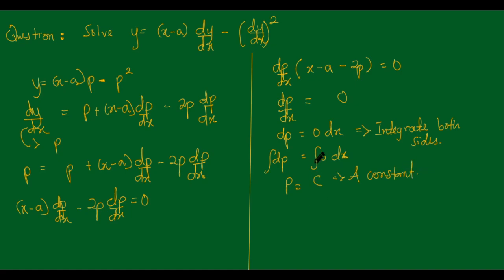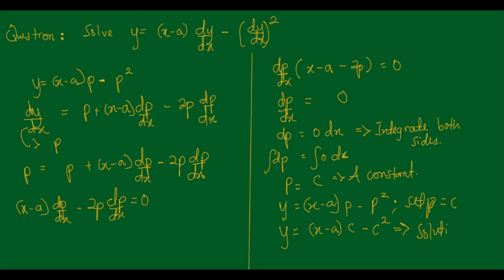You can then use this to eliminate p from the original differential equation, because we have y is equal to x minus a into bracket p minus p squared. So now we can set p to be equal to c, and we have that y is equal to x minus a into bracket c minus c squared. And this is going to give us the solution of the differential equation.